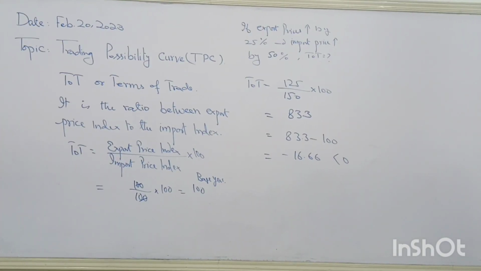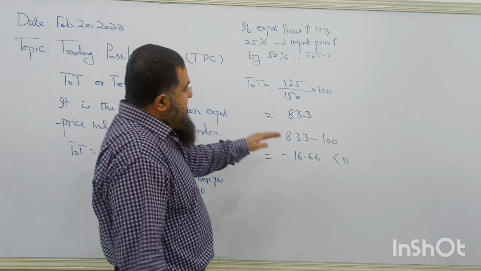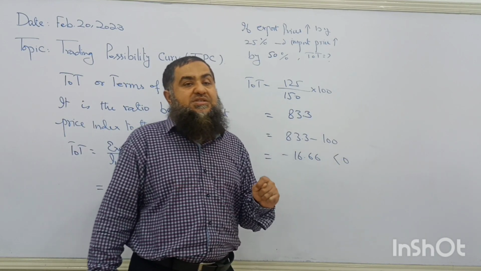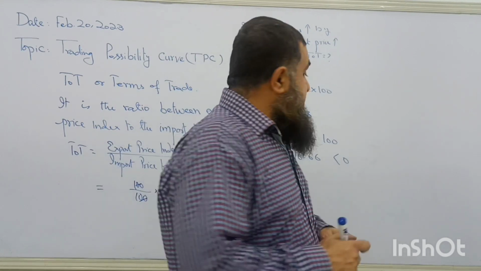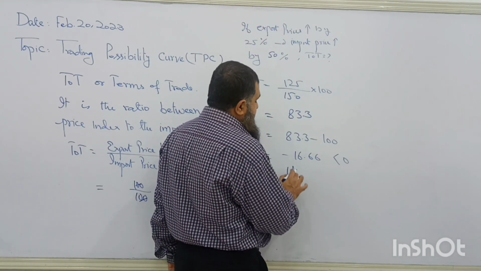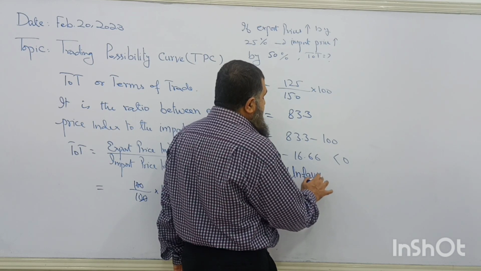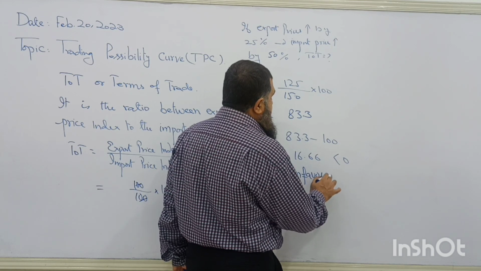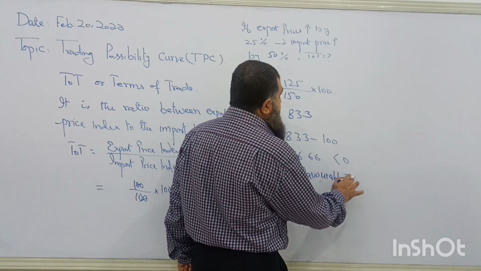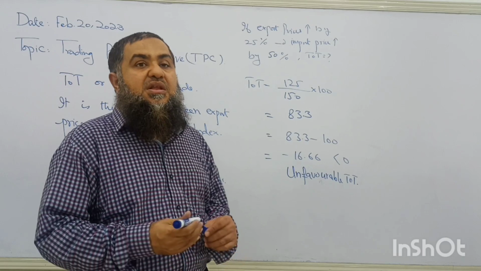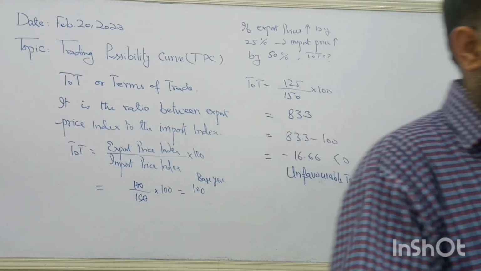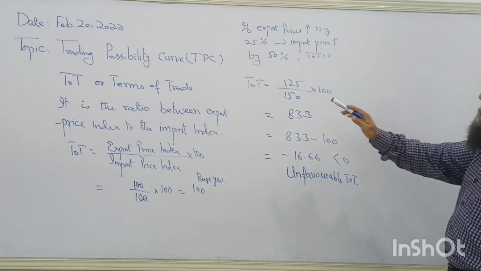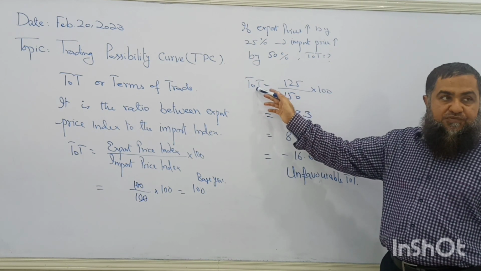So we say now our export prices are 16.66% lower than our import prices on average. So this is unfavorable. The earlier one was favorable TOT. This is unfavorable terms of trade. Clear or not? So we find how this terms of trade can improve.